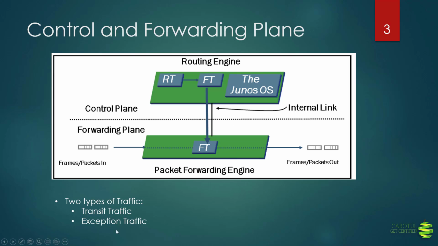But then there is exception traffic, which includes the traffic destined for this device, maybe a telnet session, secure shell session, or routing protocol updates which are sent to this device. This kind of traffic is received by the packet forwarding engine, PFE, and sent to the RE, the routing engine. So exception traffic is the only one which needs to go to the routing engine. All other traffic, which is the user traffic, data traffic passing through the router, is completely managed by the packet forwarding engine.